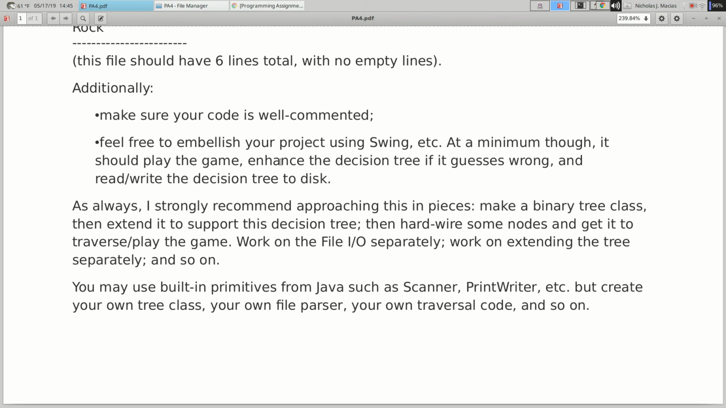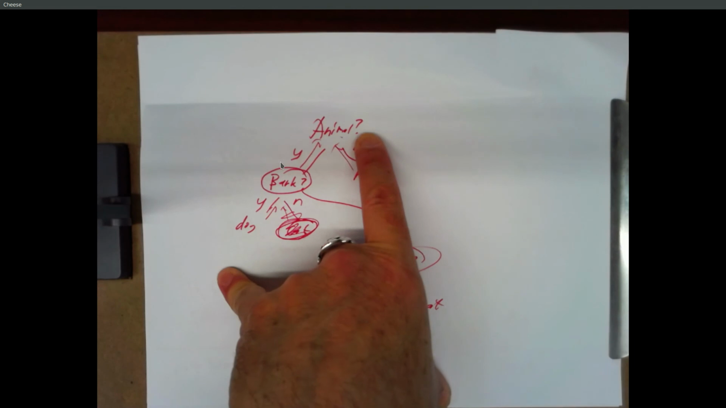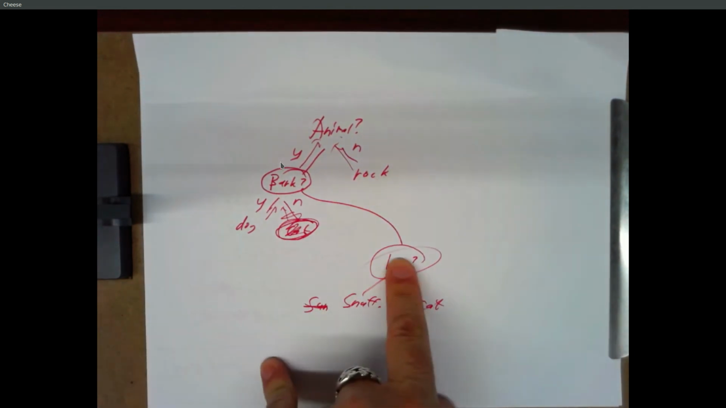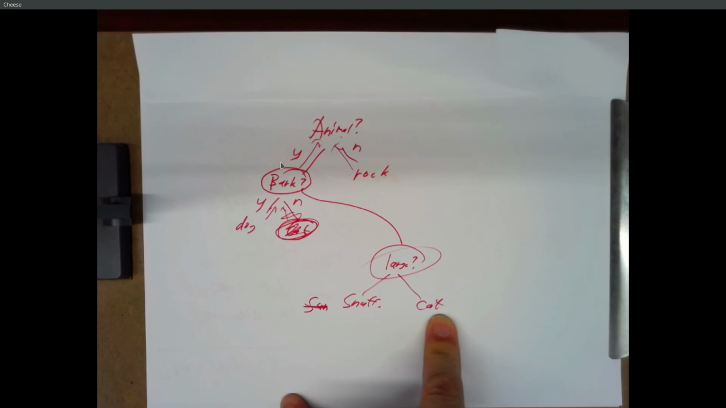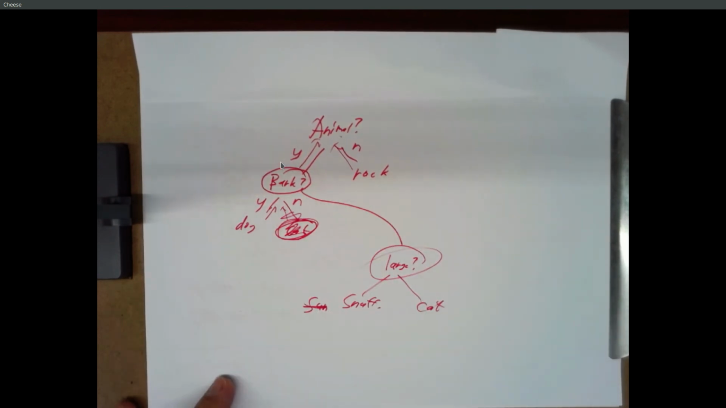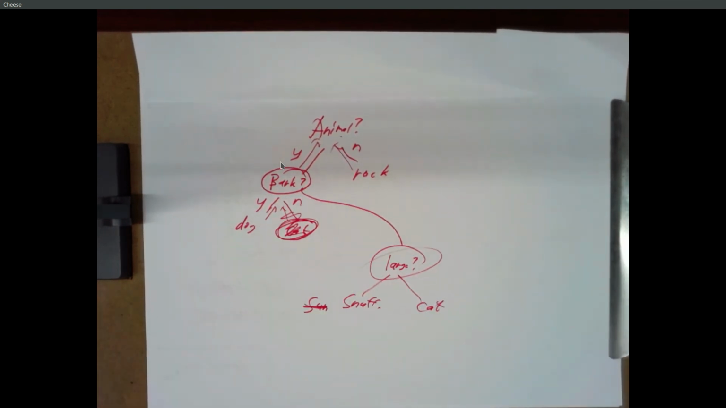You can create a T node, set its data value to animal, set the question flag to be true, create a bark node, a rock node, a dog node, a large node, a snuff node, and a cat node. Load the data value, set the question or answer flag appropriately, and just make the left and right child point to the right thing. And now you got a decision tree to play with.